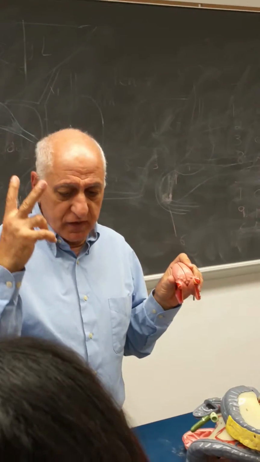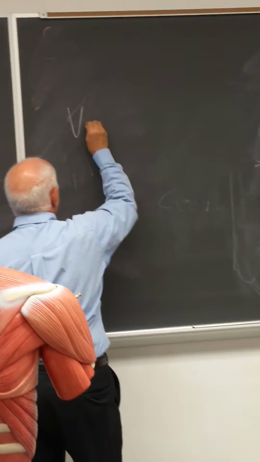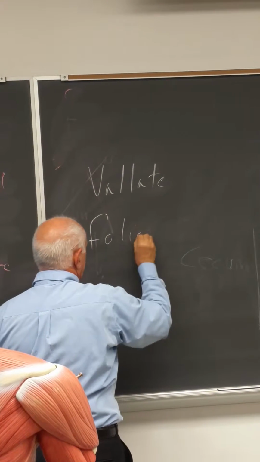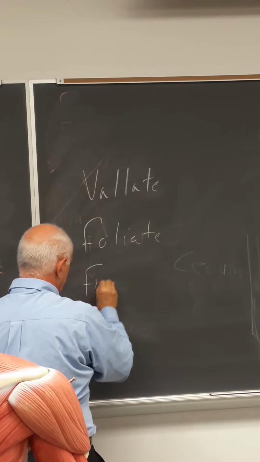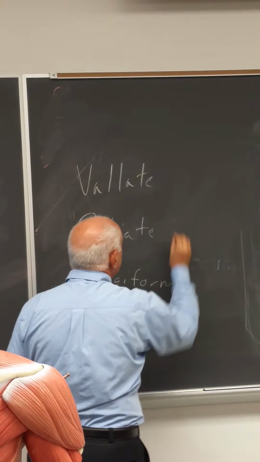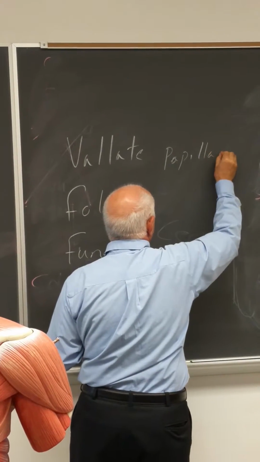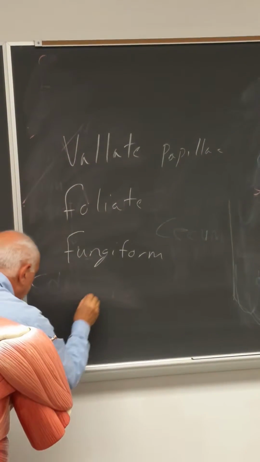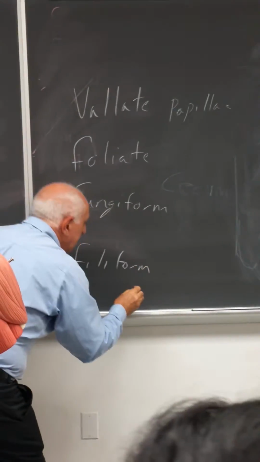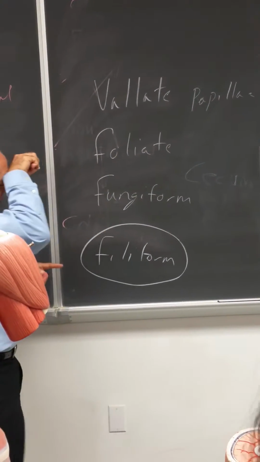You have three papillae that contain taste buds. Do you remember them? Vallate, foliate, and fungiform. All these papillae contain taste buds. Now the filiform papillae do not contain taste buds. Only this one does not contain taste buds.